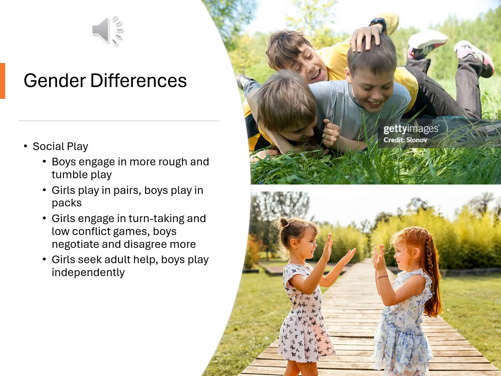So in terms of social play, there is a lot of evidence to show that boys do much more rough and tumble play. Girls tend to play in more quiet kinds of activities. So you'll see in the third bullet that girls tend to engage in more turn-taking and low conflict kinds of games. Boys tend to negotiate and disagree more, and rough and tumble play is the primary opportunity to negotiate and disagree because you might be injuring someone or wonder how much is too much.